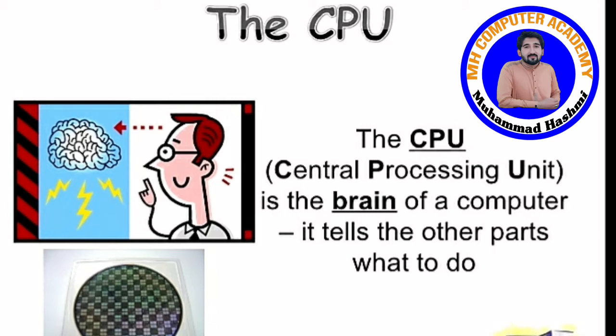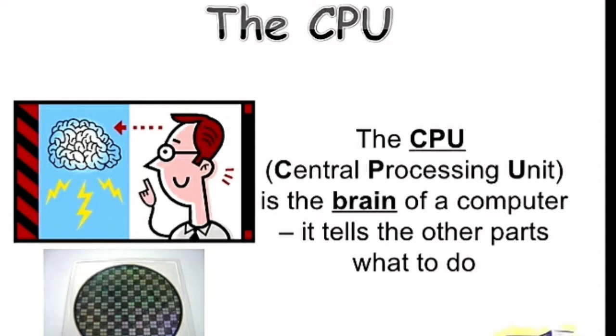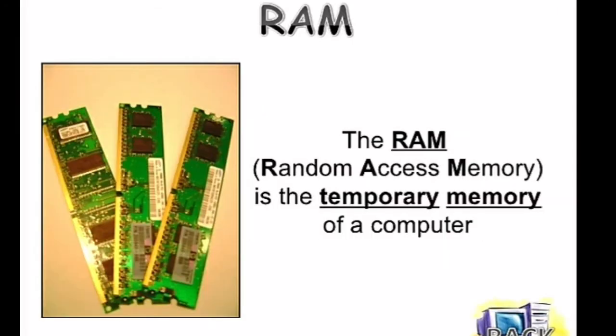First of all, I want to tell you about the memory. There are two types of memories. One is primary memory and the second one is secondary memory. Primary memory is divided into two parts. First one is RAM and second one is ROM, and secondary memory is divided into hard disk and SSD. So we are going to discuss RAM and ROM.